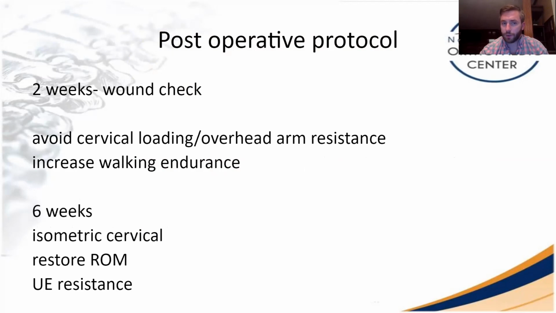The main things I want them to avoid until they've healed are cervical loading activities or overhead arm resistance. I want them to increase their walking endurance those first 2 to 6 weeks. At 6 weeks, as long as everything's healed up and they're doing well, then we increase their activity, we increase their range of motion, we start working on some upper extremity resistance.